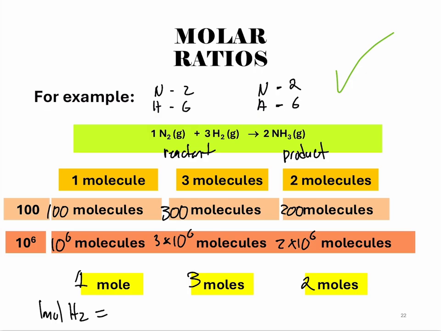Let me ask the question again. If we have 1 mole of hydrogen molecules, or sorry, not hydrogen molecules, I meant to put nitrogen there, it's under the wrong one. For every 1 mole of nitrogen molecules, how many moles of ammonia does that make? 2, right? Because if we have 1 mole of nitrogen molecules, we make 2 moles of ammonia. So that equals 2 moles of ammonia.